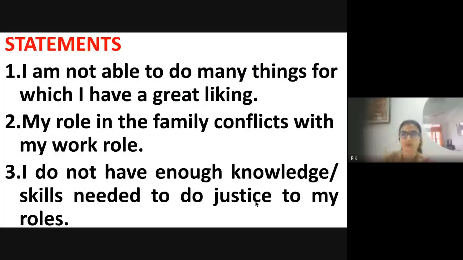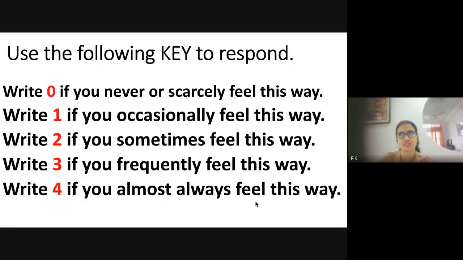Right? So if it is almost more, what I write is 4, if you almost feel this way. Yes, I almost feel this way because I am not able to do many things for which I have a great liking. Some of you might feel that, no, madam, I belong to the type B personality, because we would have heard about type A and type B personality. Type A is always very conscious, looking at the time and wanting to do too many things at one point of time, or in a day. Yes. And those type A personalities have a lot of stress, but they are also achievers.